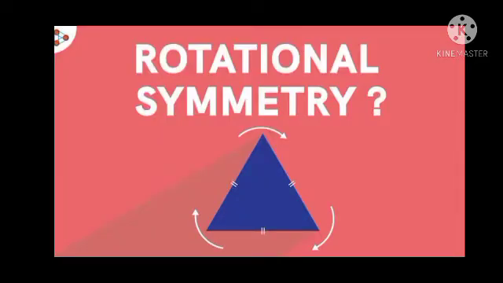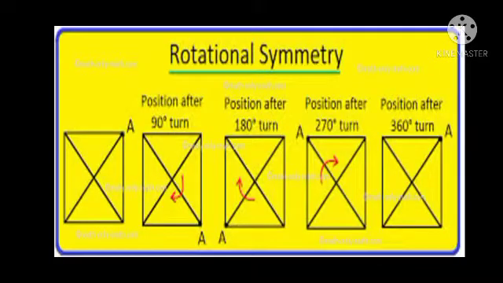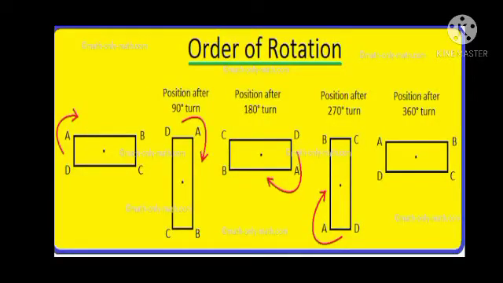Now let's see what is meant by rotational symmetry. Rotational symmetry is when an object is said to have rotational symmetry if it looks the same after being rotated about its center through an angle less than 360 degrees. Order of rotation means the number of times it matches exactly with itself in one complete rotation.